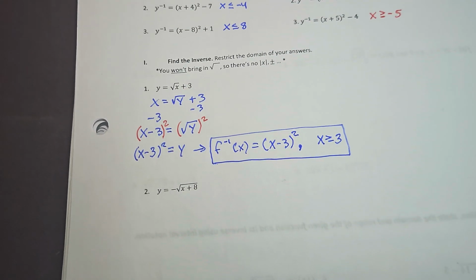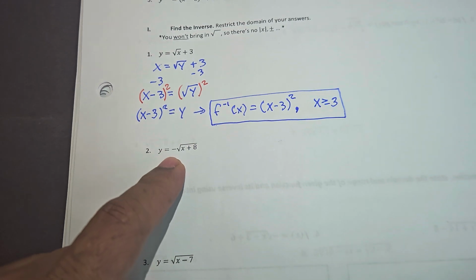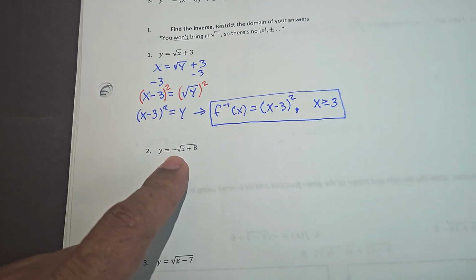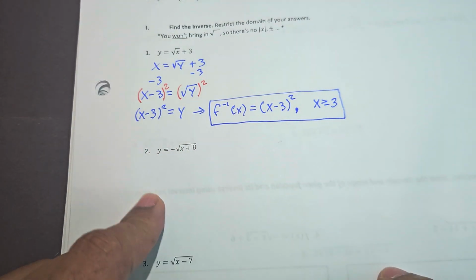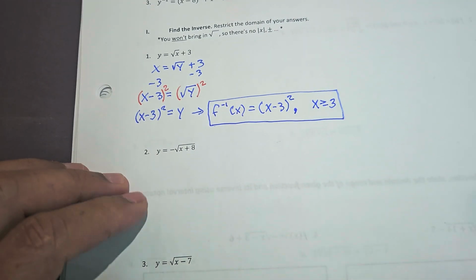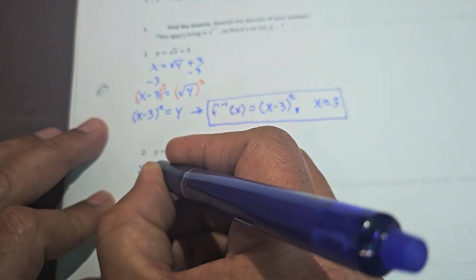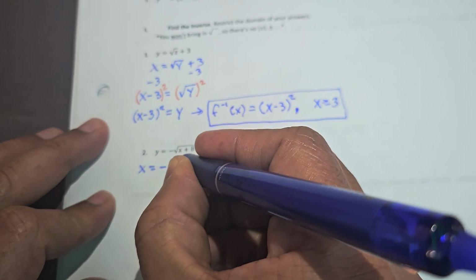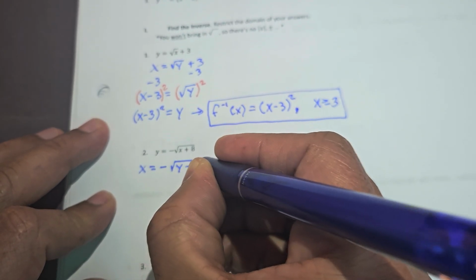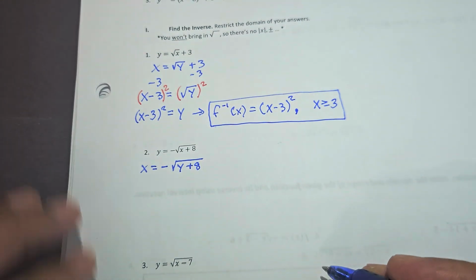With example number 2, notice there's a negative outside of the radical, so that means we can only use the left side of the parabola. So we'll come back to this in a moment. So again, the process is the same. Switch the x and the y. So x equals the negative square root of y plus 8.